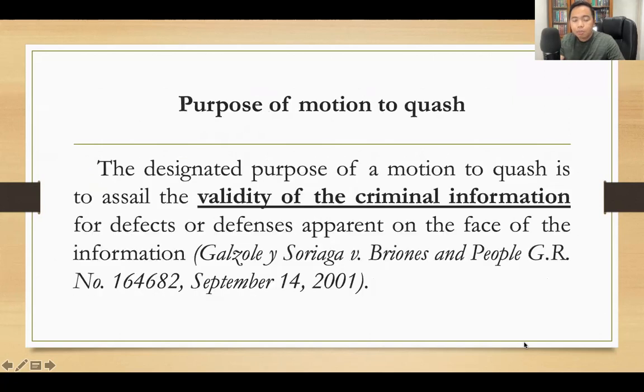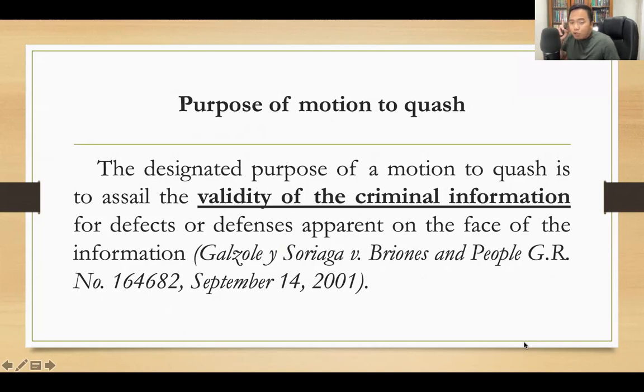Okay. What is the purpose of a motion to quash? The designated purpose of a motion to quash is to assail the validity of a criminal information, which is why, class, we said that a motion to quash is a special pleading. It is a special pleading because it sets into question the validity of the criminal information. If the criminal information is not valid, then there can be no proceedings that can be had. Automatically, the court will have to dismiss the case even prior to the presentation of evidence.